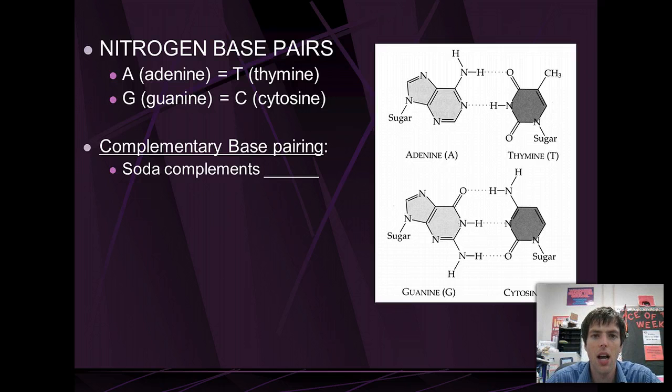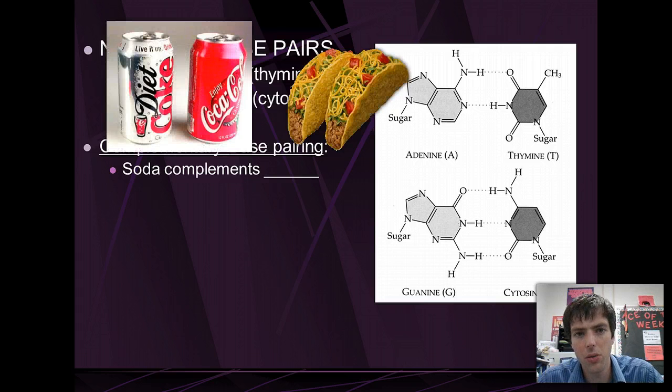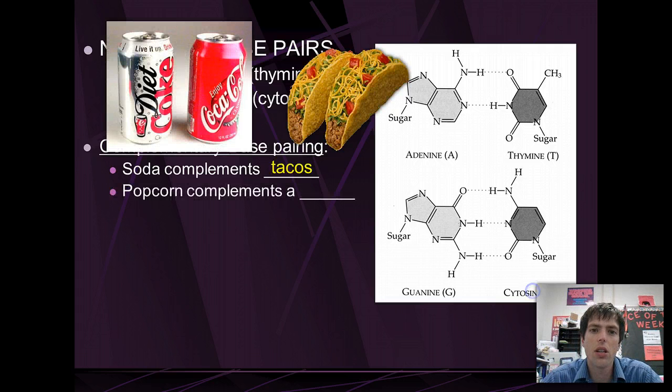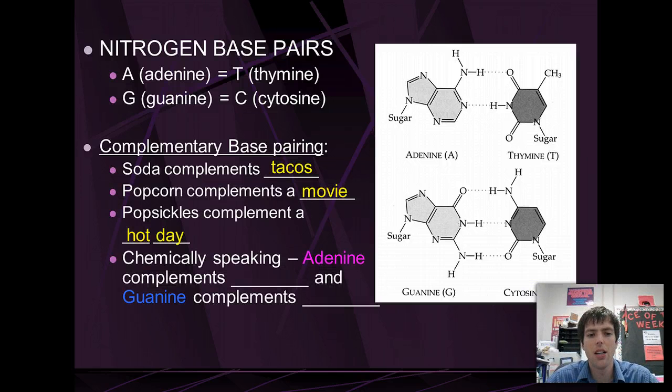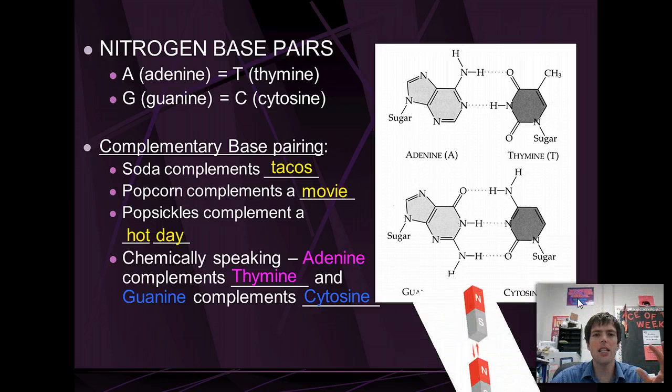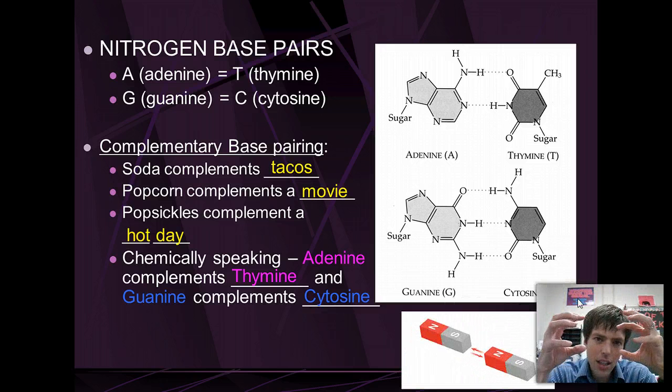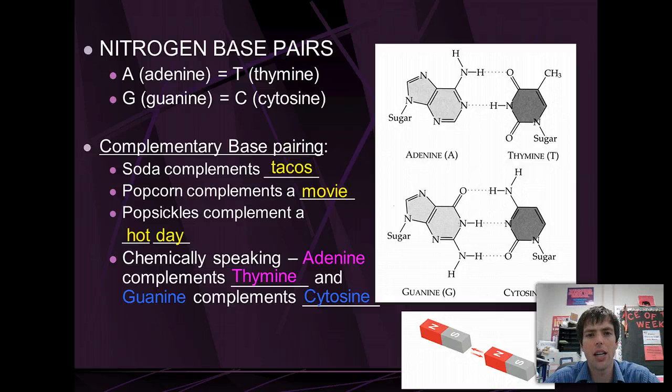And a way to understand complementary base pairing is to talk about what soda goes with. I tend to think soda goes really well with tacos. And popcorn complements movies. And popsicles are what I want to eat on hot days. Which is why we can say that, chemically speaking, adenine really wants to complement thymine, and guanine complements cytosine really well. Because at the end of the day, those atoms and electrons are connecting and pulling to each other, which is why we say they're connected to each other.